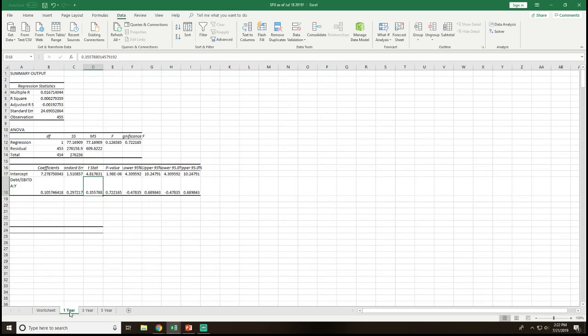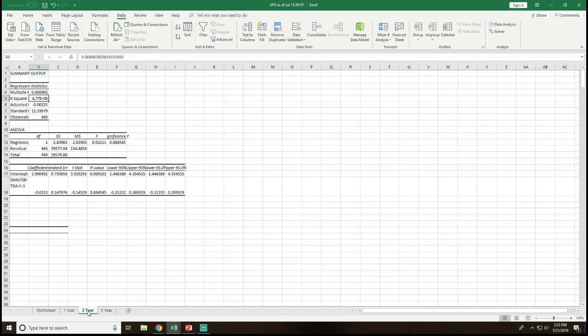Moving on to year 1, our R-square is 0.000279, and our coefficient is 0.105, which means that there would be a very weak relationship if one were to exist. However, our t-stat is 0.355, which is less than the 1.65. Because of that, we can't even say that there's evidence that the relationship exists.